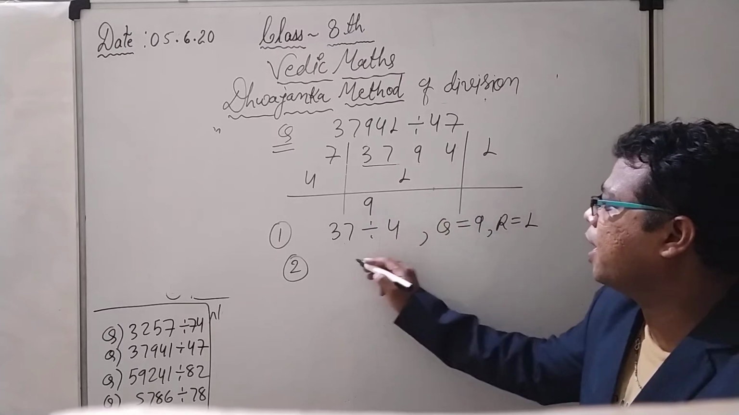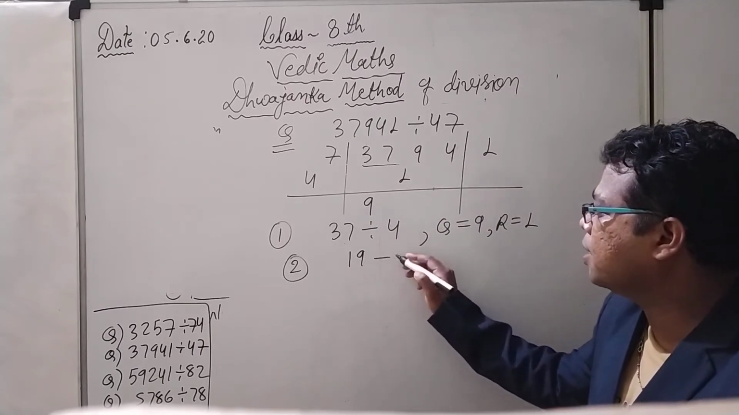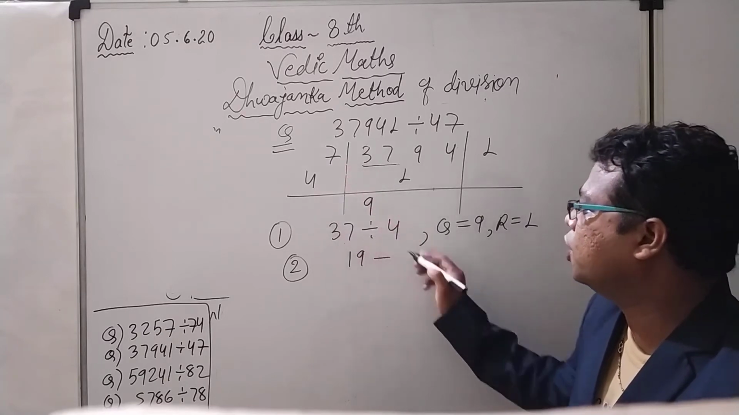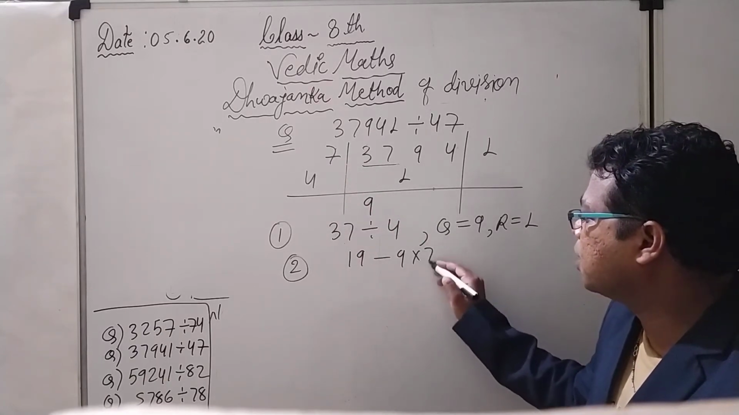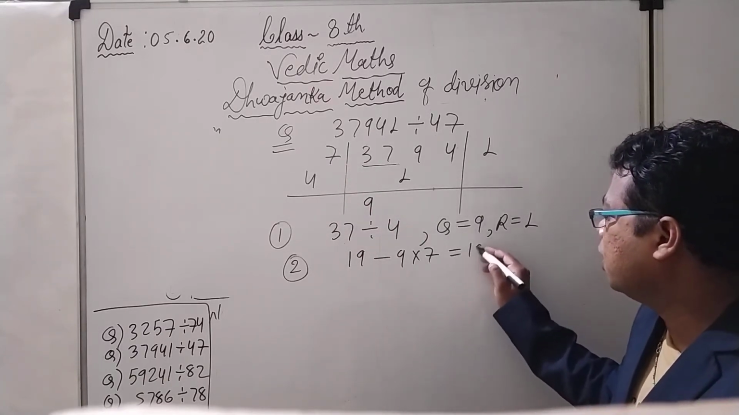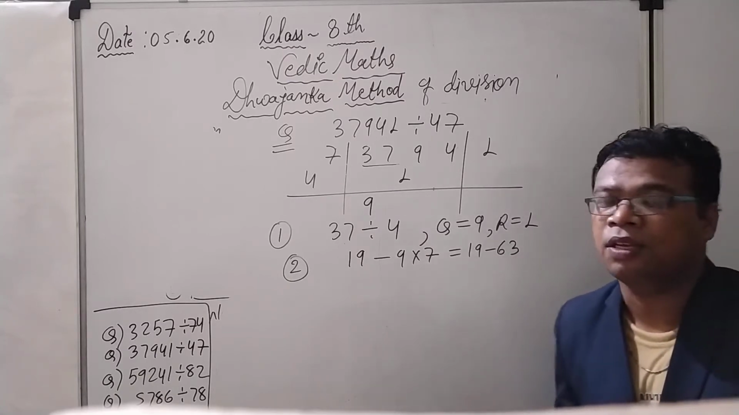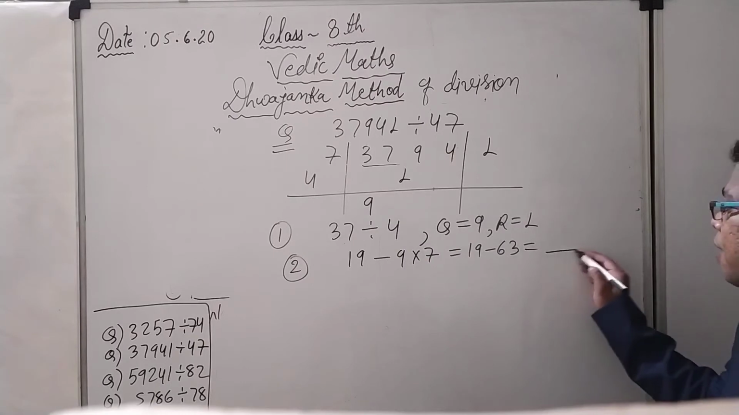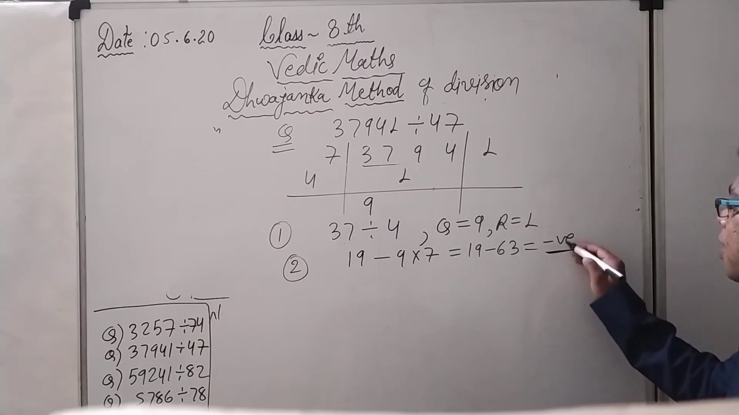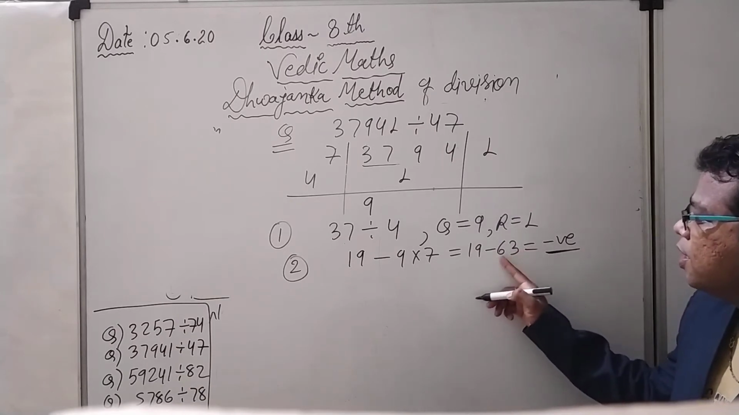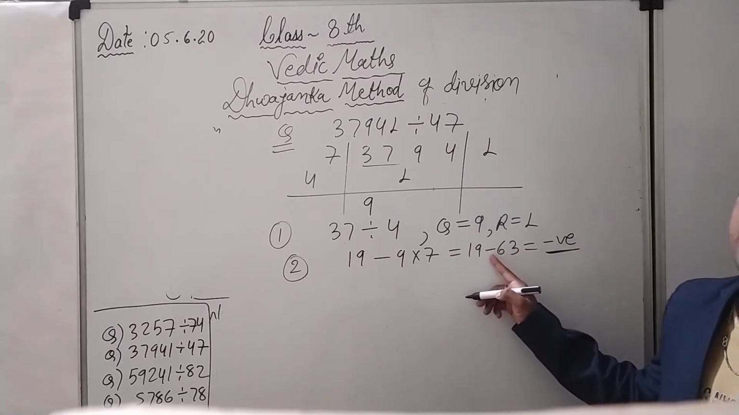So that 1 and 9 means 19, minus what do I have to do? Quotient multiplied with the flag digit. So in this case you can assume that 9 sevens are 63. Whatever answer I get here, definitely it is a negative answer. Why? Because 63 is the bigger number and it is coming in the negative form.